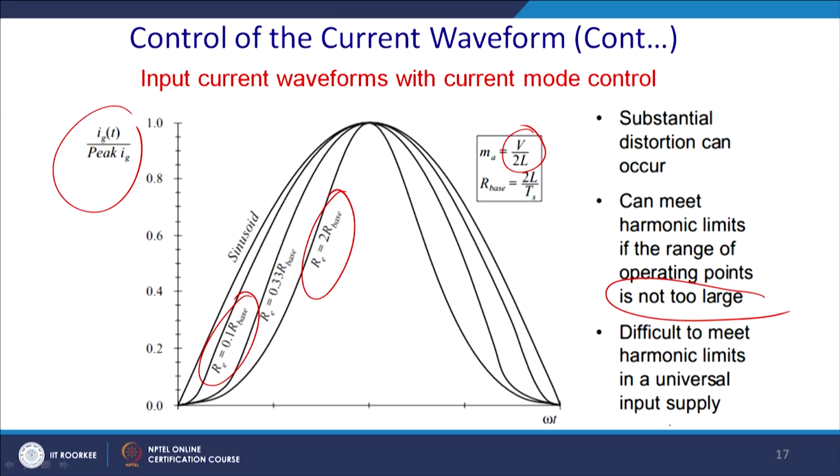And thus when it has a distortion, we cannot control the harmonic content of the system. So, it is difficult to meet the harmonic limits in a universal input supply. This is one of the biggest disadvantages of this boost type power factor correction, where for a fixed load it is very well designed, but if you have a very huge variation of the load, it may have problems of distortion.